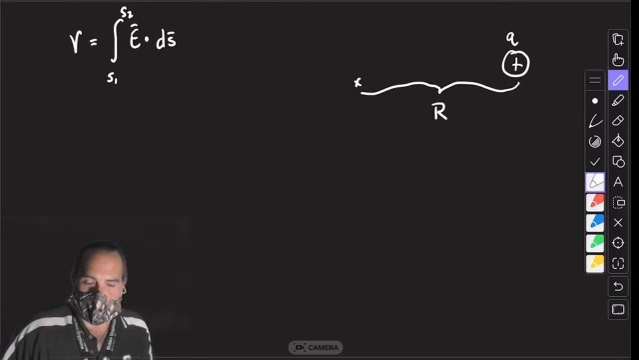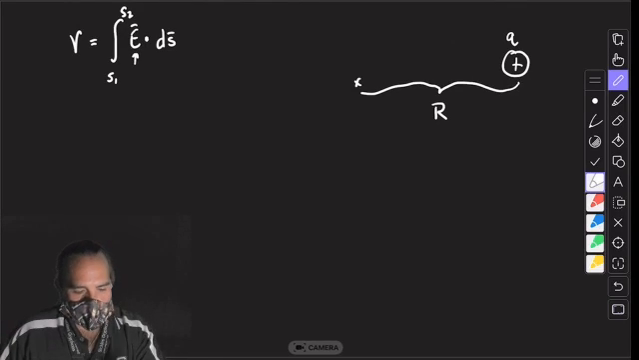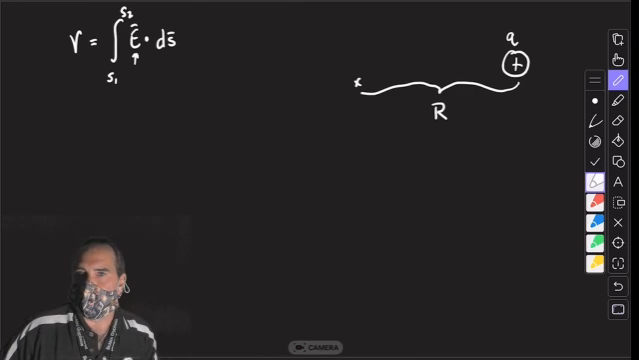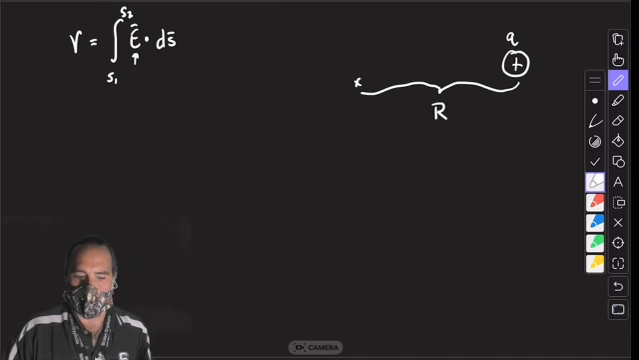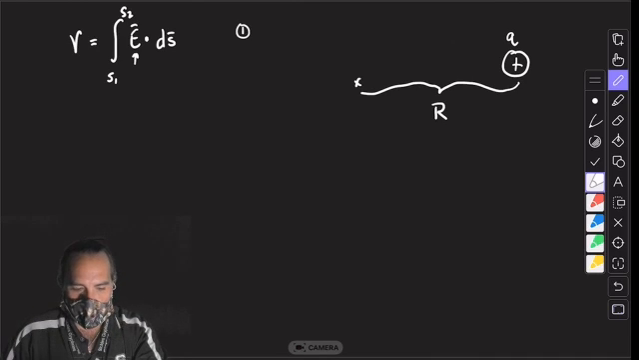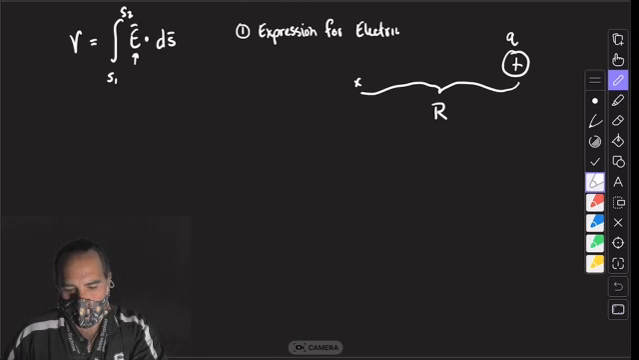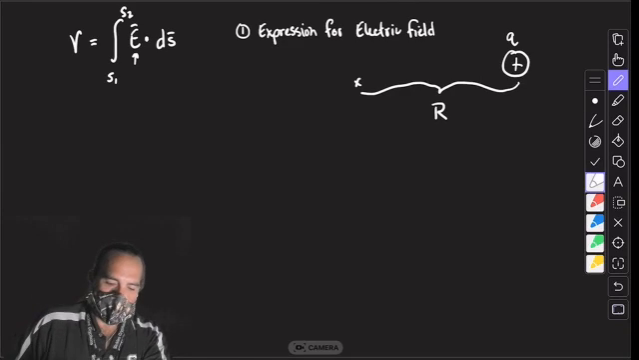To calculate the electric potential, you need to first have something about the field. We need the expression for the electric field due to my charge distribution. Since it's just a point charge, we know what that is, but that's where you start. So one, you need an expression for the electric field for your charge distribution.